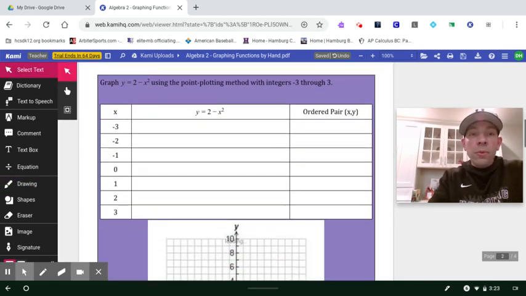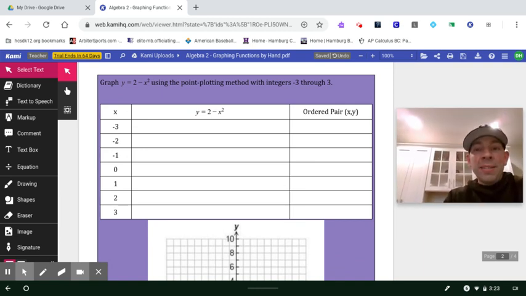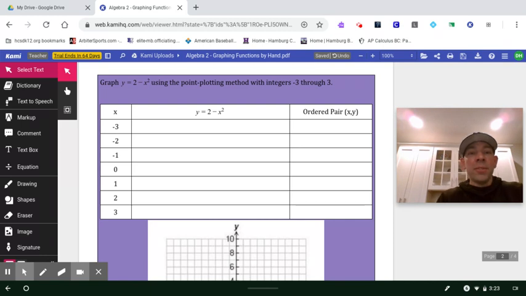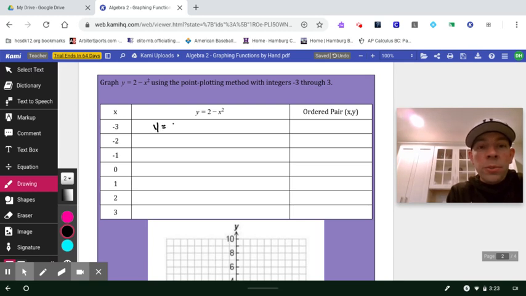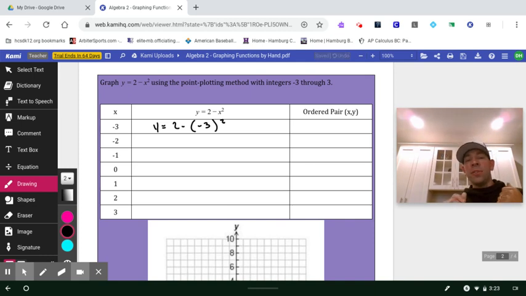Okay, so we've got this function y equals 2 minus x squared, and this is how I prefer to set up my tables. It gives me enough room, hopefully, to substitute and crunch. So I'm thinking y equals 2 minus -3 squared. And I just think it's always a safe, great idea to substitute your numbers within the parentheses. So when I square the -3, that makes 9. 2 minus 9 makes -7. So -3 comma -7 is my first ordered pair.